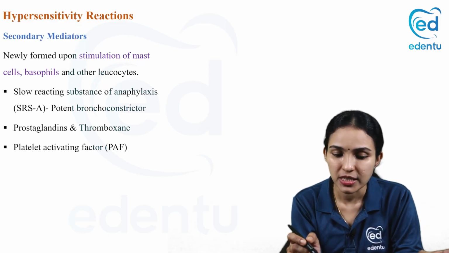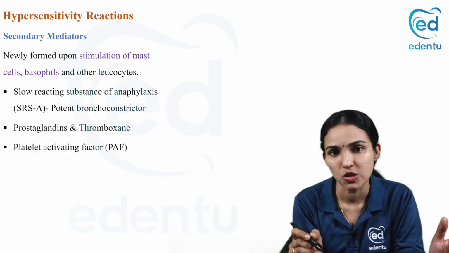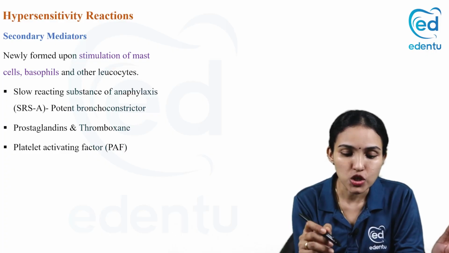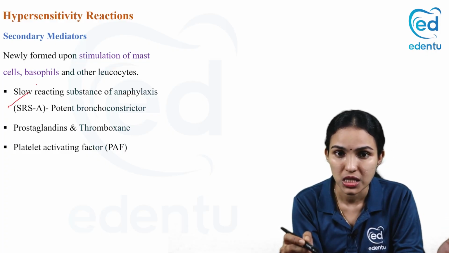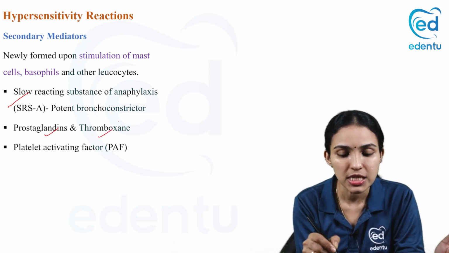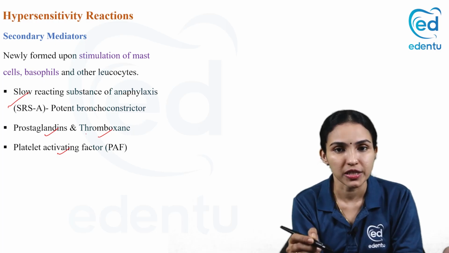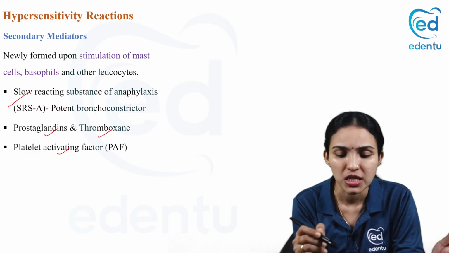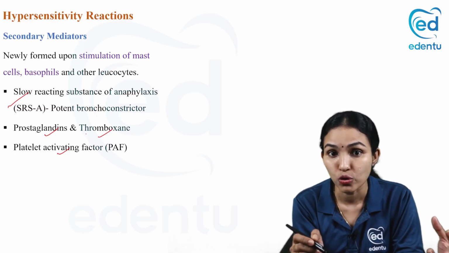Coming to secondary mediators, they are not already produced in mast cells, but are newly formed on stimulation of the mast cells, on exposure to these kinds of antigens. Those are the slow reacting substance of anaphylaxis, which is a potent bronchoconstrictor; prostaglandins and thromboxane, which are also bronchoconstrictors; and platelet activating factors. So these are the secondary mediators. I would like you to remember prostaglandins and thromboxane as secondary mediators that can elicit bronchoconstriction.